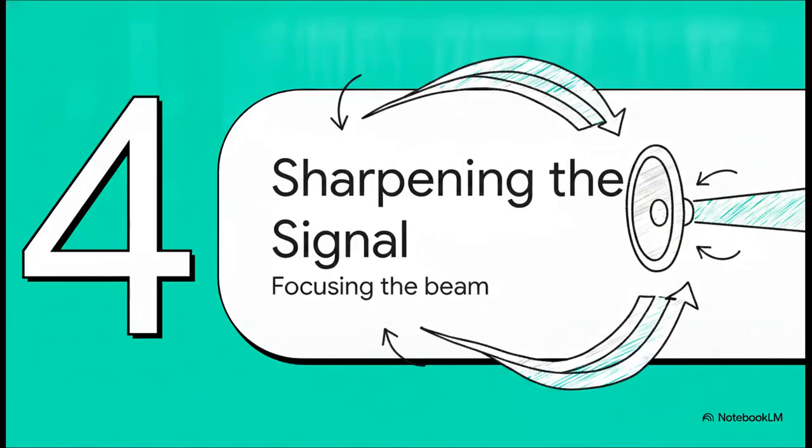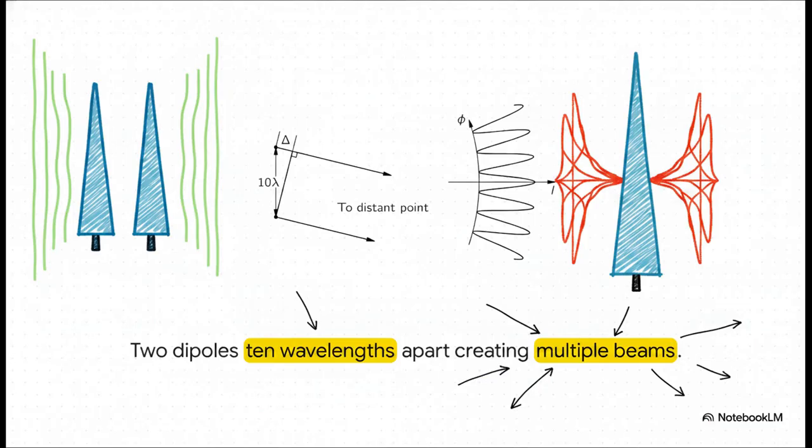All right, section 4, sharpening the signal. We've directed the beam, but as you might have noticed, it's still spread over a really wide angle. So now we face the next inevitable engineering challenge, focusing this directed beam to be razor sharp. Now, what's really interesting here is what happens when we pull those two antennas much further apart, say 10 wavelengths apart.